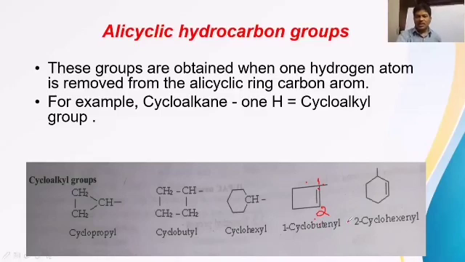And the next case is the group obtained by the removal of one hydrogen atom from cyclohexene. Here we are removing hydrogen from the cyclohexene molecule. So it should be called what now? Cyclohexenyl.